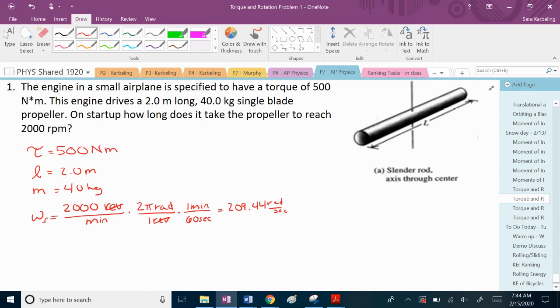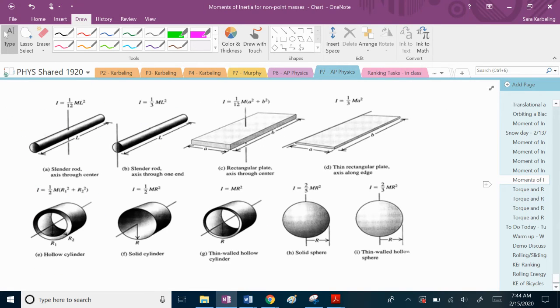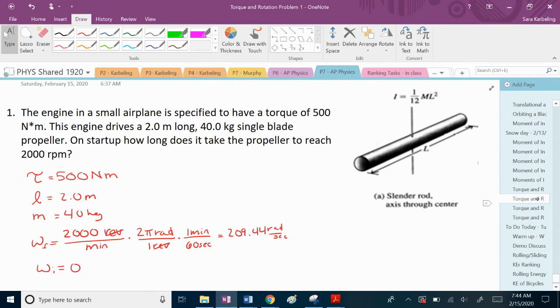All right, so we know a final angular velocity. It says that it starts at rest, or it kind of implies it, so we know that the initial angular velocity is 0, which is also helpful. And then we need to figure out what's going on. The motor is actually getting this whole blade to spin. I pulled from the chart that I gave you a couple of days ago, with all of the different moments of inertia, the one that was most appropriate.